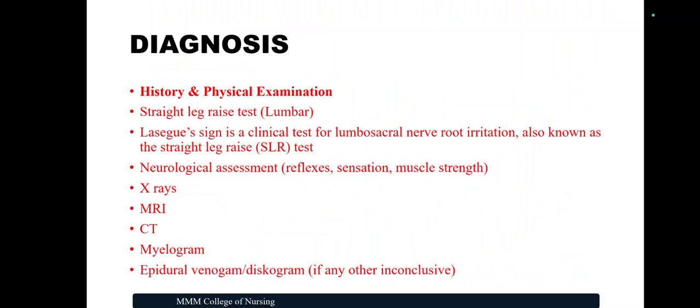Diagnostic measures: history and physical examination. In the history and physical examination, the straight leg raise test can be done. Lasègue's sign is a clinical test for lumbosacral nerve root irritation, which is also known as the straight leg raise or SLR test. Neurological assessment can be done. X-rays, MRI, CT, myelogram, epidural venogram or discogram can be done.